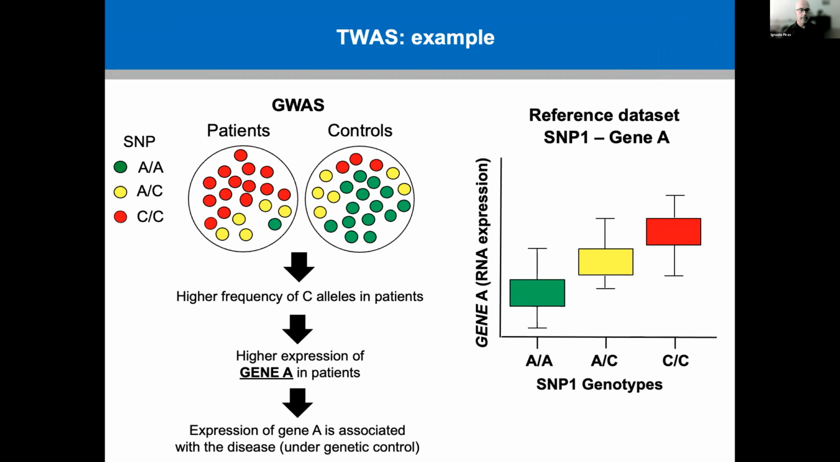An important point is that this association is more likely driven by a genetic factor. So in the best case scenario, it's not a consequence of the disease, as, for example, we can find in RNA profiling studies. But in this case, there is the SNP acting on the gene expression. So we can conclude that the expression is associated. There is a causal relationship.